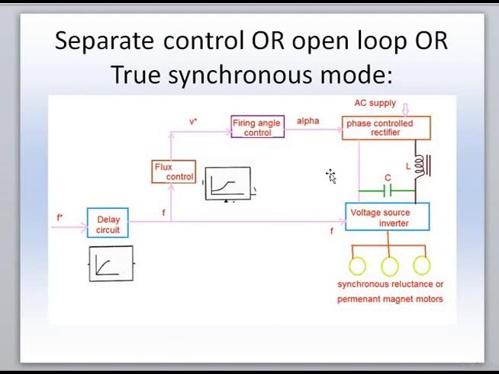Coming to the control schemes: what we need to control is the speed of the synchronous motor, but we are not identifying the speed every time. Directly we are controlling the frequency. How are we controlling the frequency? Here we have the control delay circuit, and before that we have F star. F star is nothing but the reference frequency which we require. That signal travels to the delay circuit, and the delay circuit will delay the signal to match the stator frequency.